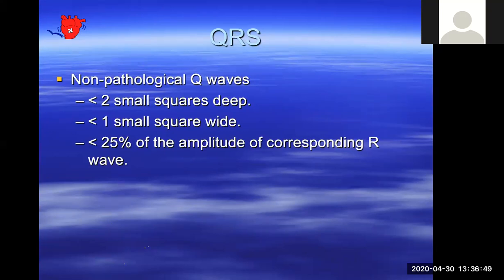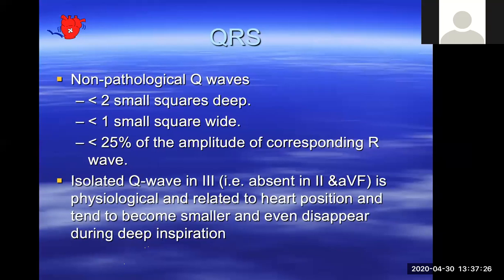If the Q wave is wide, more than 2 squares, that's abnormal and indicates previous myocardial infarction. If it is more than 1 square wide or more than 2 squares deep, that's pathological. Or if the Q wave is more than a quarter of the size of the R wave, that is also pathological. So a pathological Q wave is either too deep, more than 2 squares, too wide, more than 1 square, or more than a quarter of the R wave.